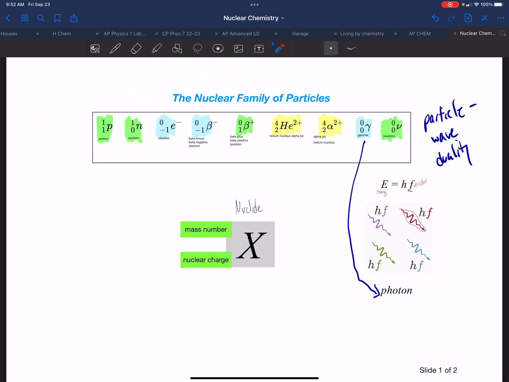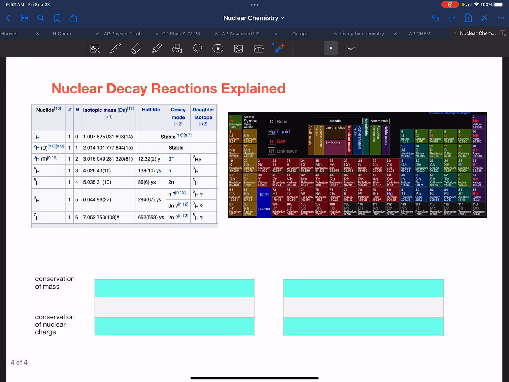So this is the nuclear family of particles and a little bit more about what they mean. Now let's take a look at some examples. Here is a table from Wikipedia that lists the isotopes of hydrogen. And we see that there are two stable isotopes, hydrogen 1 and hydrogen 2.